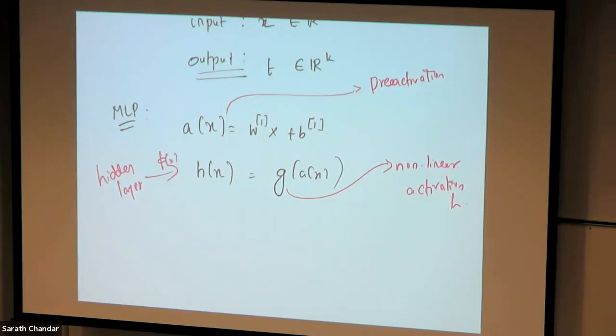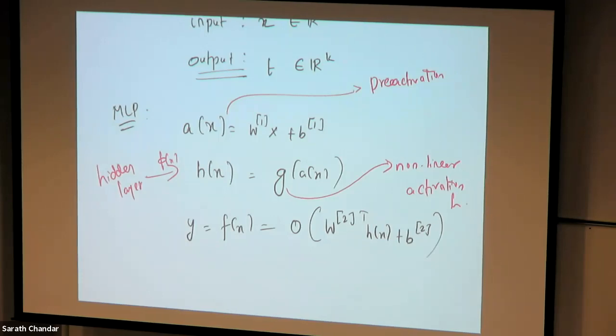Now, once you have h, you can pass h as input to my classifier. The output y is some f of x, which is some function O of W2 transpose h of x plus B2, where W2 and B2 are the weights of the second layer, the hidden to output layer. And O that you're seeing here is the output activation function. Is that clear? Now this is my model.